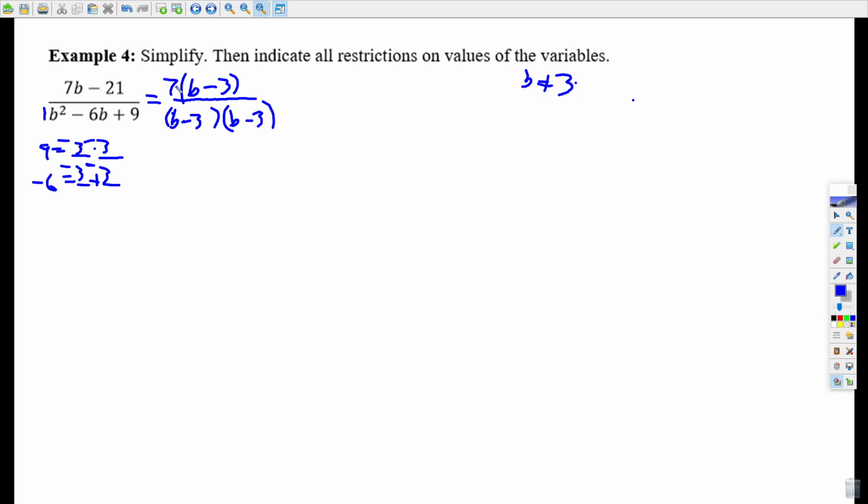Now if you see I have 7 times b minus 3. On the bottom you have a b minus 3 times another b minus 3. So what happens? You would cross this one off with one of these. Not both of them, just one for one. And we would still have 7 on top, and the bottom would be b minus 3. If all you have is one set of parentheses, you don't need to write the parentheses there. If you want to put them there, that's fine. You don't have to, though. So our final answer would be this, with the restriction that b is not allowed to be 3. That's it.